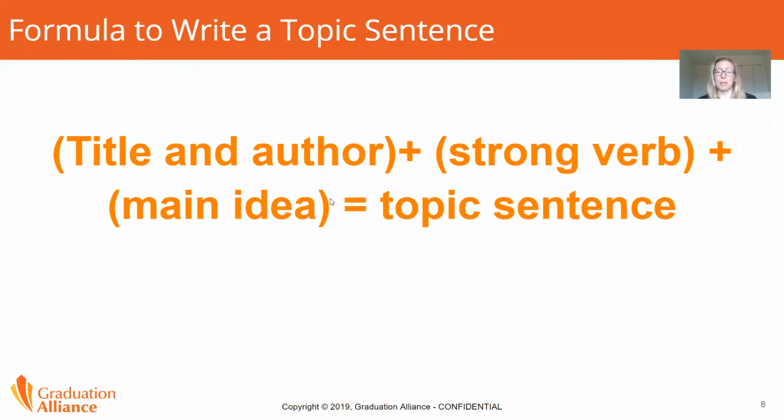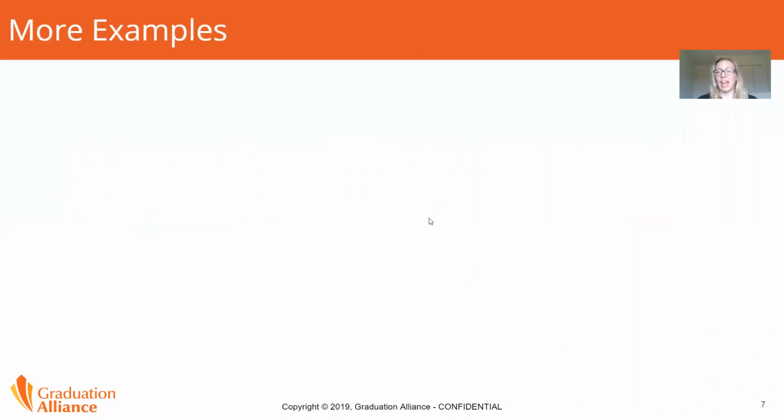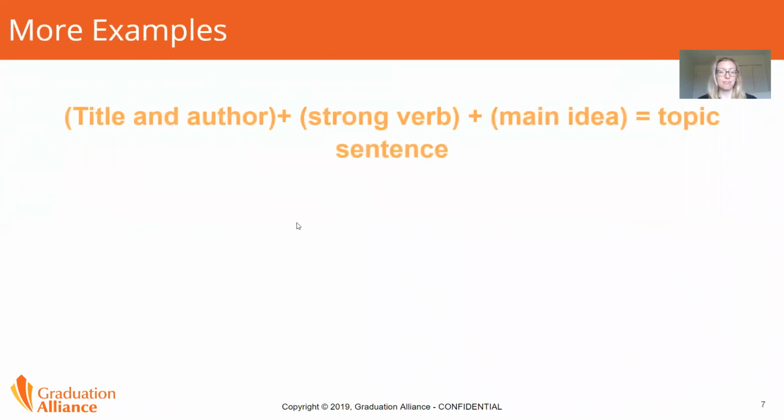So this is the formula for a topic sentence. You need the title and the author, a strong verb, and the main idea. And that equals your topic sentence. You could follow that formula for any summary you ever write. So here's an example of what that would look like with an actual book.